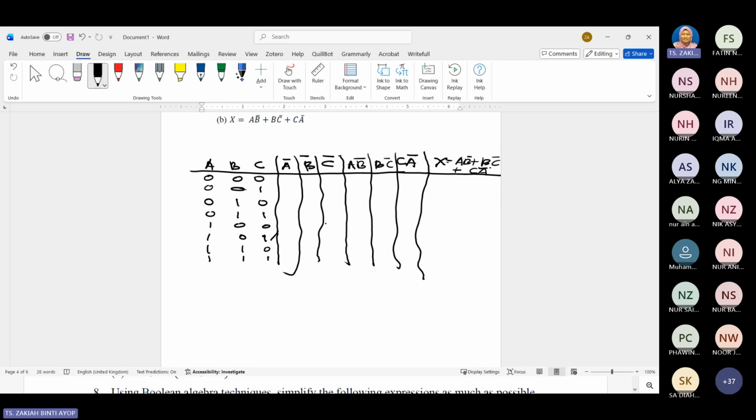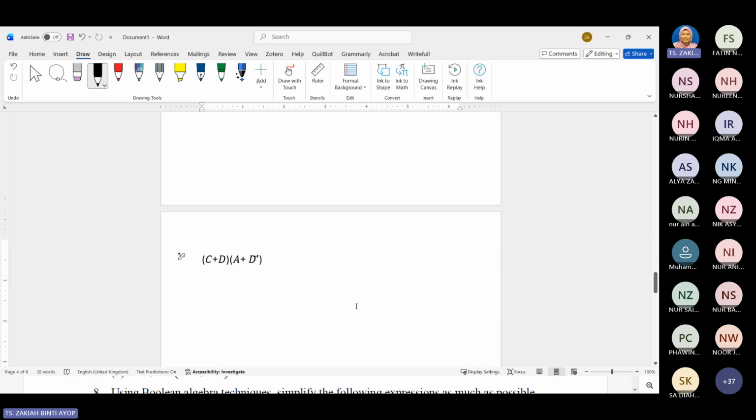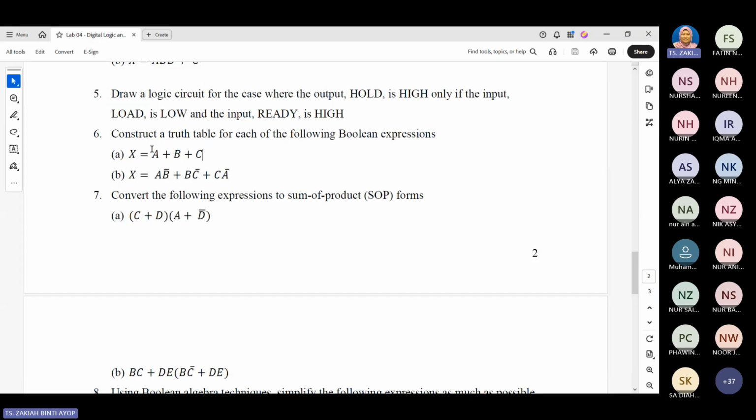Now you do this as simple as you can, because on the test it will not be like this. It can be a combination of three inputs, B C A bar, something like that, and sometimes in parentheses. Regardless, you divide it into small parts, and then you combine it back again so that you will get the whole expression. Okay, please do that for expression 6B.